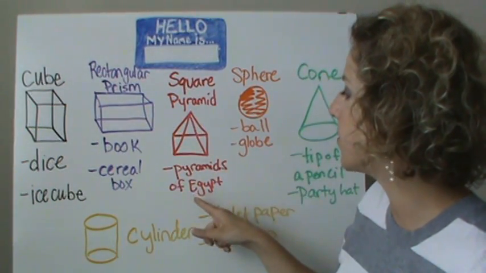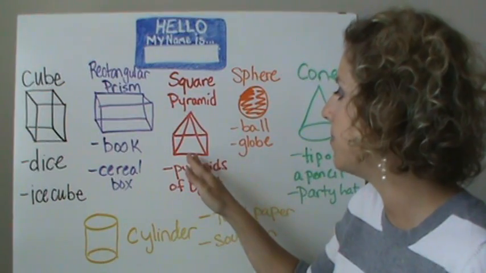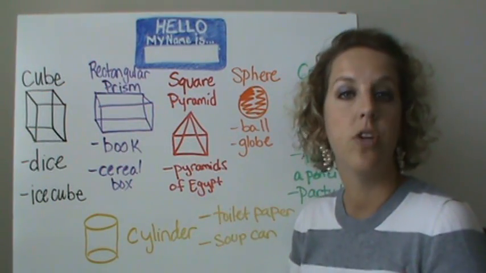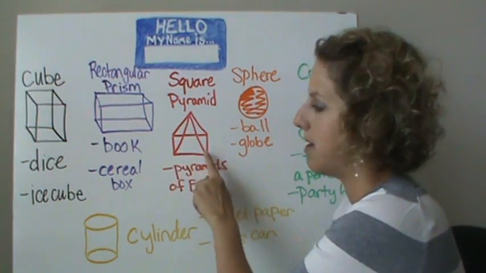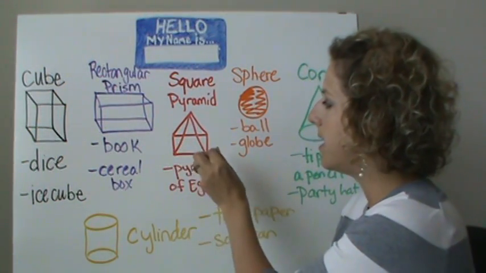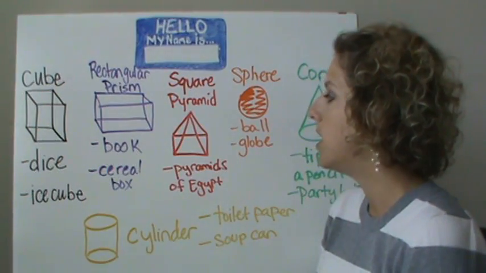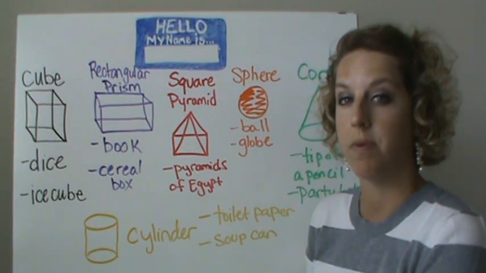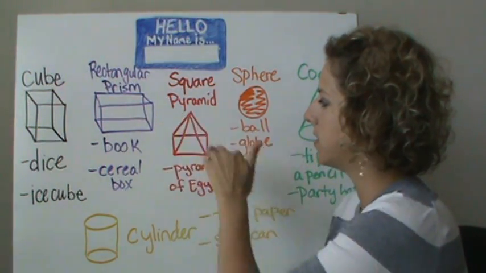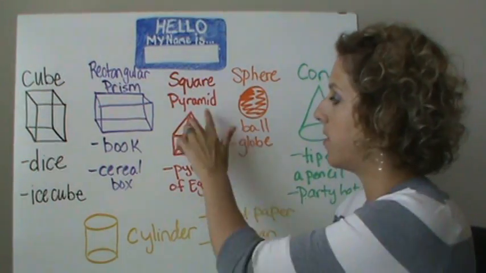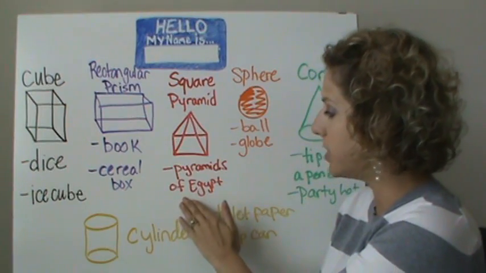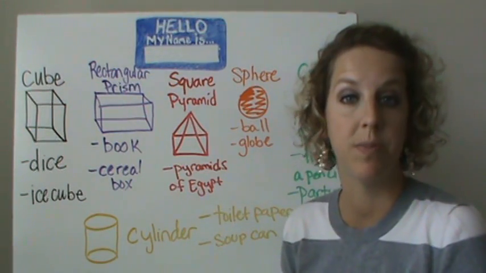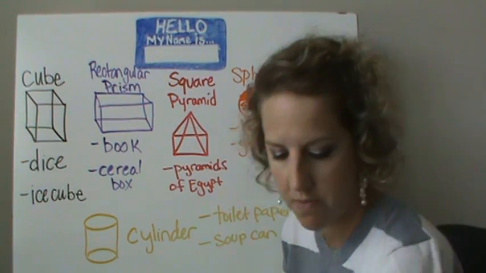The next one is a square pyramid. A square pyramid is different than a triangular pyramid. The base of the pyramid is in the shape of a square. So you want to make sure that with a square pyramid, the base is the shape of a square, and the other faces are triangles. An example is the pyramids of Egypt. You're very familiar with those from second grade. Those are in the shape of a pyramid.